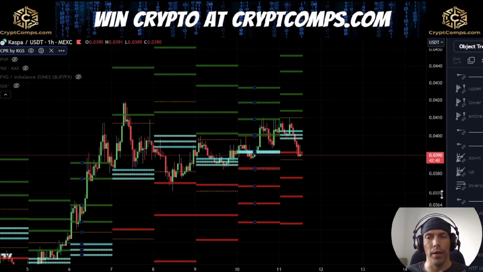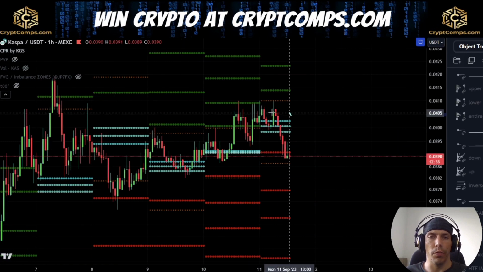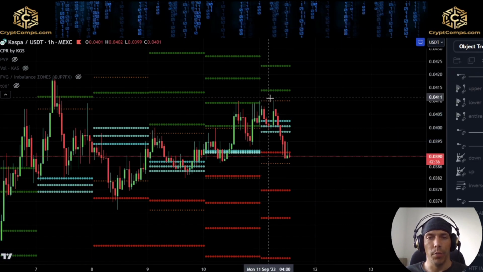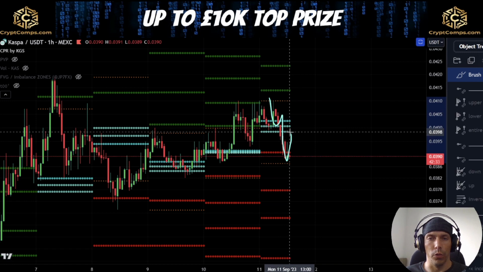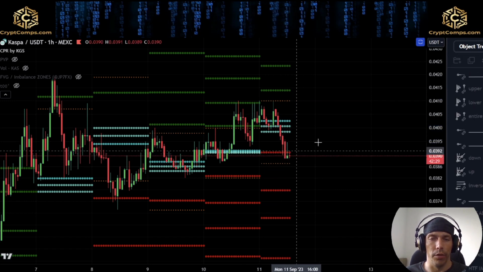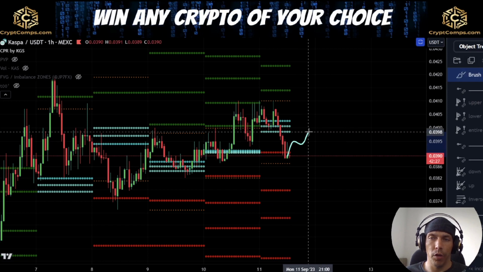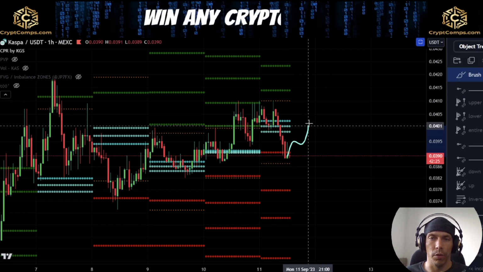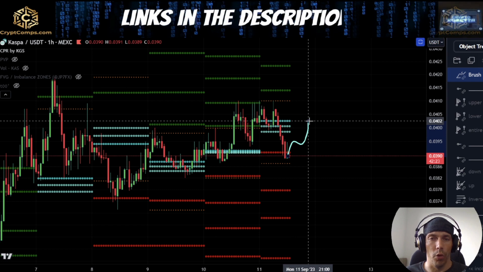Having a look at the daily CPR lines here, what we can see is that we've printed a higher CPR here, but price has actually failed to hold this zone. We've actually pushed down towards our S1 line here, and we're currently below this level. If we do see price move back up, we could potentially find resistance at this 398 to this 402 level.